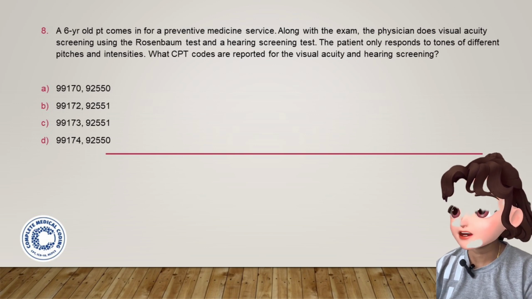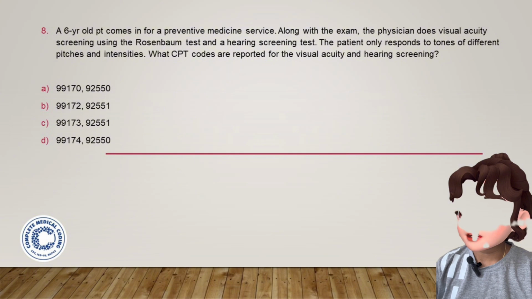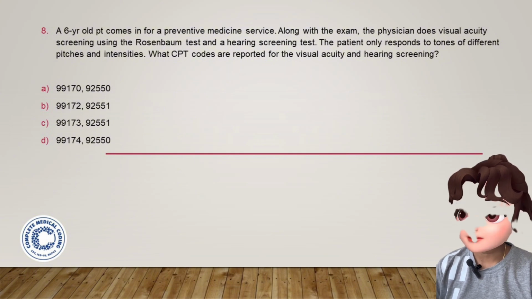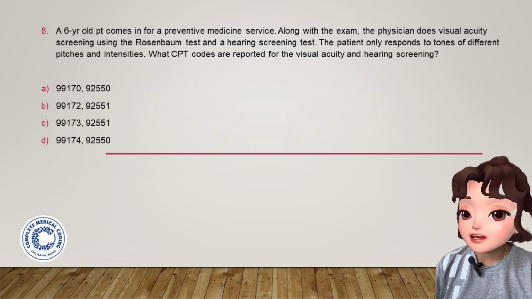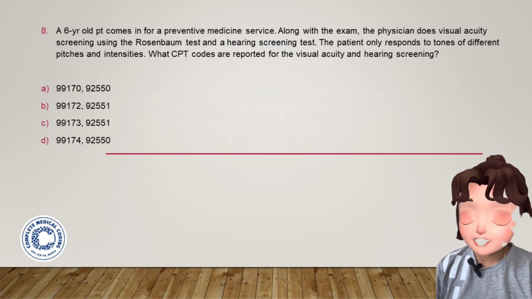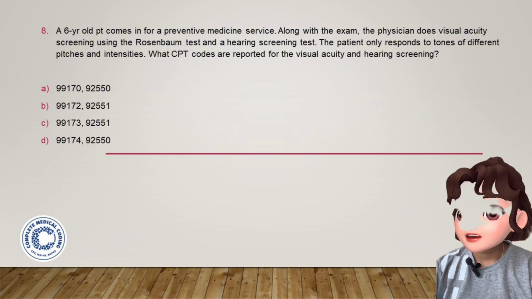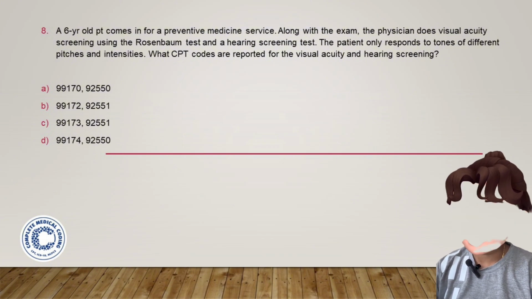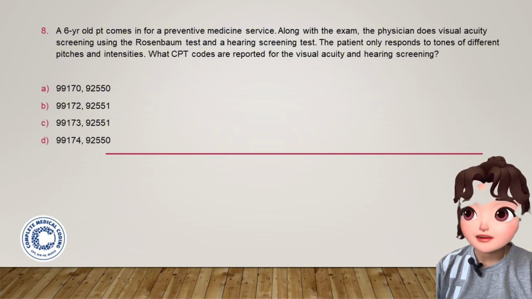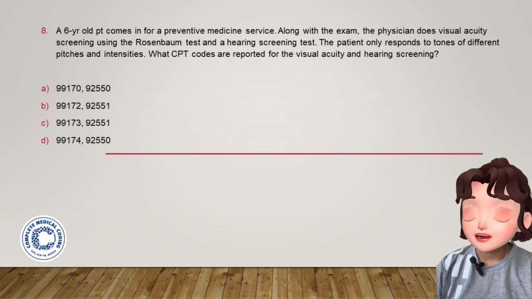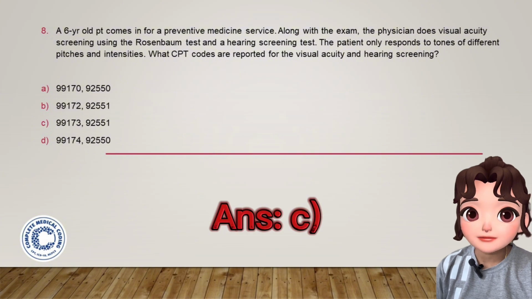Ours is screening only, right? Both are screening tests, visual acuity and hearing screening. So it's a visual acuity screening test using the Rosenbaum test. It's mentioned there. So our answer will be option C, because this is a screening visual test. Okay. So screening visual test and pure tone hearing test. So answer will be option C.